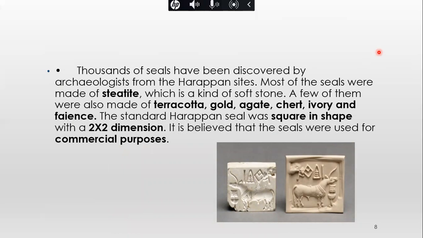Thousands of seals have been discovered by archaeologists from the Harappan sites. Most of the seals were made of steatite, which is a kind of soft stone. It's like a mold, or you can say like Play-Doh, which can easily be molded or carved into some other shape. A few of them were also made of terracotta, gold, jade, chariot, ivory, and faience. The standard Harappan seal was square in shape with 2 by 2 dimensions.